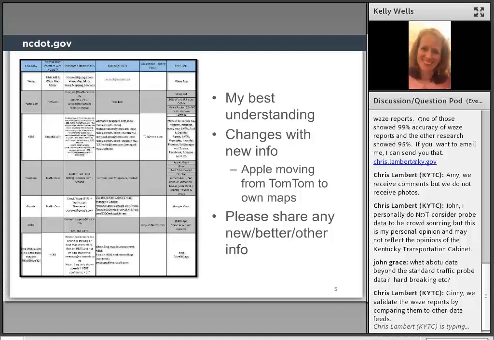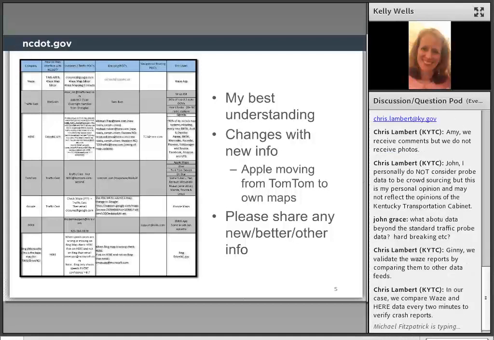Then in the column to the left of that, it's how do they get their incident information and where do they get their traffic flow information. And then the next column is how do they interface with us. Some of them use our API. Like Chris was saying, we can use Waze Map Editor. Some of them just get our emails. They have different ways that they get our information.